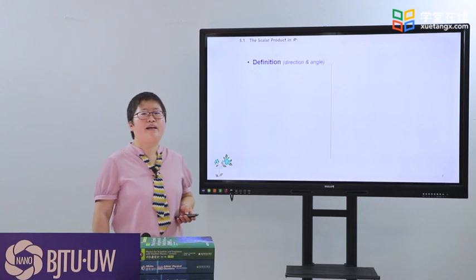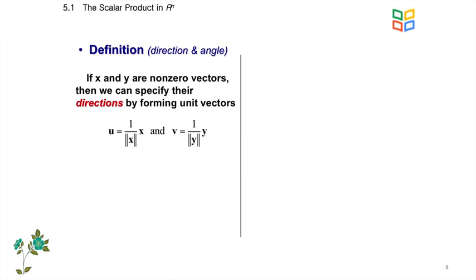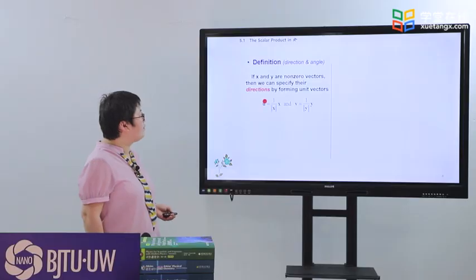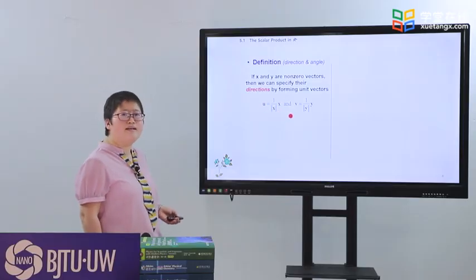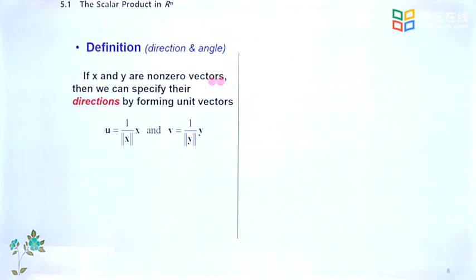Okay, now we give the definition of direction and the angle. So if x and y are non-zero vectors, then we can specify their directions by forming unit vectors. Given any vector, you divide it by its length, you will get a unit vector, and we call this unit vector a direction. See? So if u equals x divided by its length, then u is the direction of x. And similarly, if you define v equals the vector y divided by its length, then v is called the direction of this vector y.